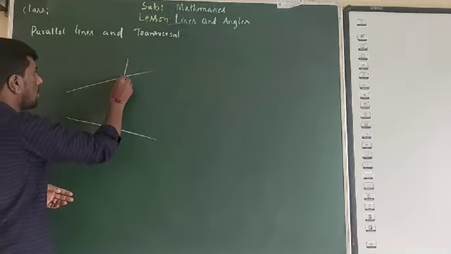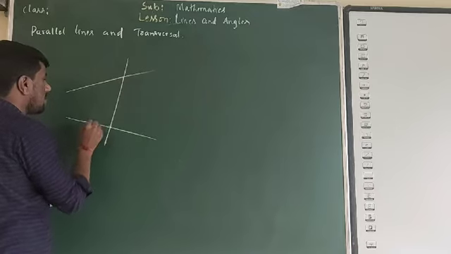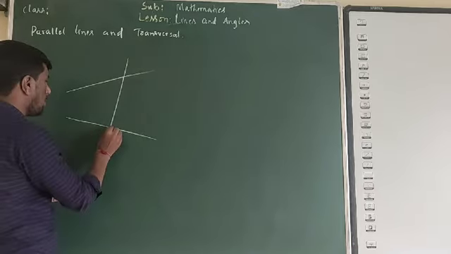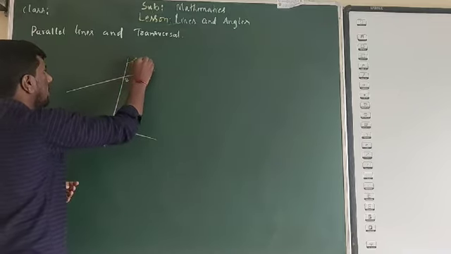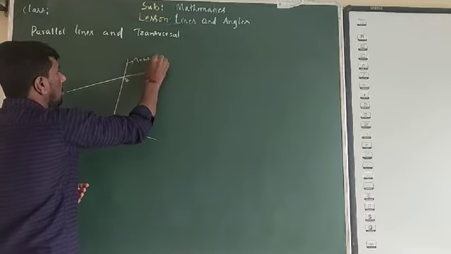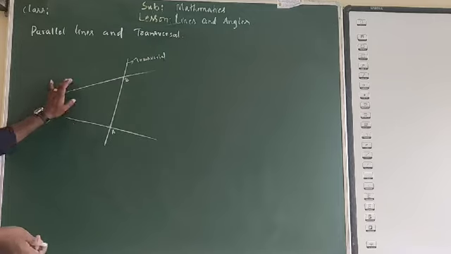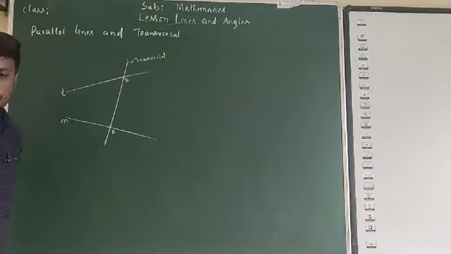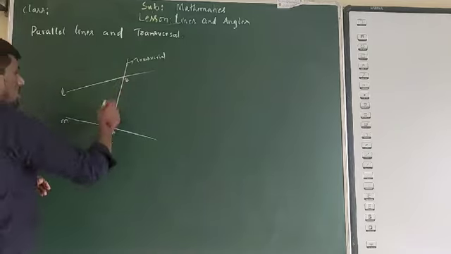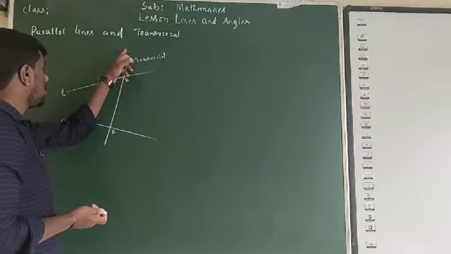So this is the transversal now. You can observe that this is a line which intersects these two lines at two distinct points. Let me name these points A and B. This is the transversal line, and these two lines are the non-parallel lines L and M. Of course, these two are lines only. This is a line, and this is also a line.